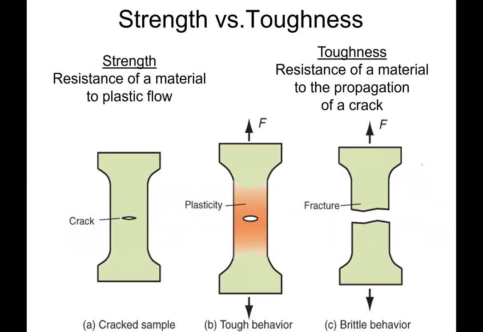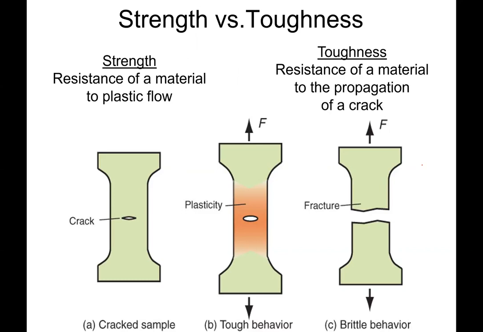So first thing we want to do is just describe strength versus toughness. We've been talking about strength in the previous chapters. And when we speak about strength, we're talking about yield strength and tensile strength. Mainly when we say strength in just a loose term, many people are thinking of yield strength. But strength is defined as the resistance of a material to plastic flow. Toughness, on the other hand, is described as the resistance of a material to the propagation of a crack.